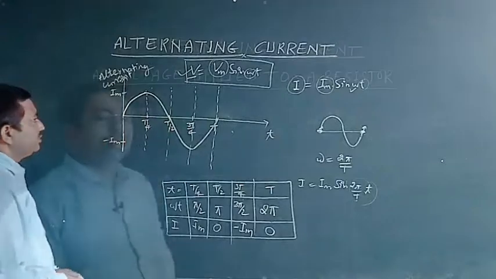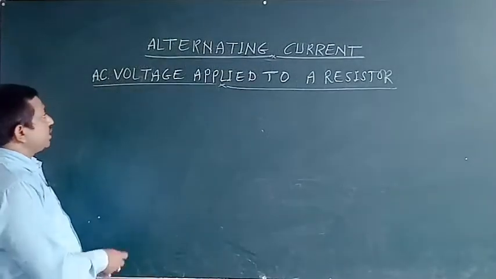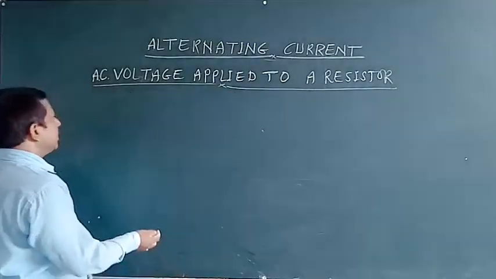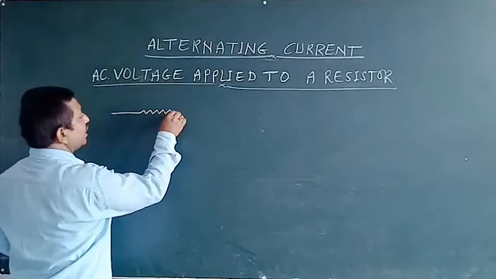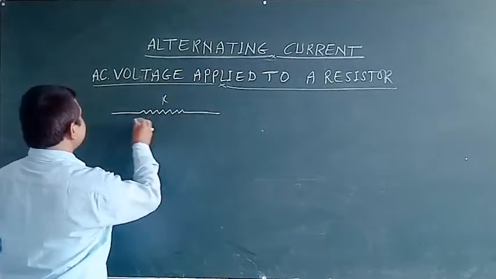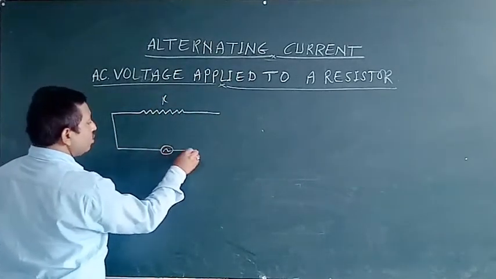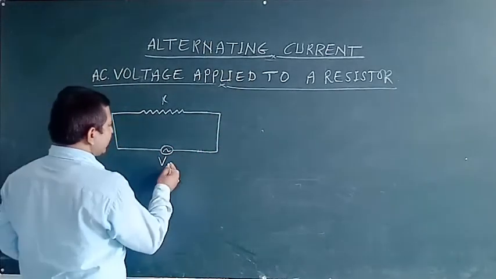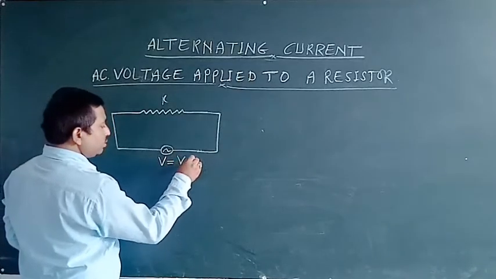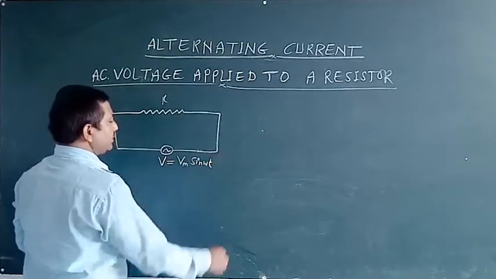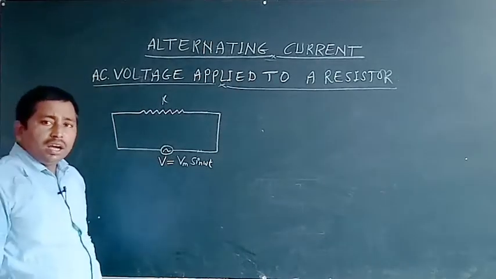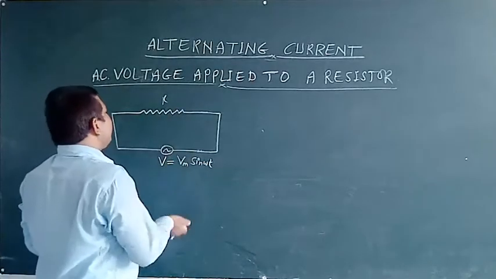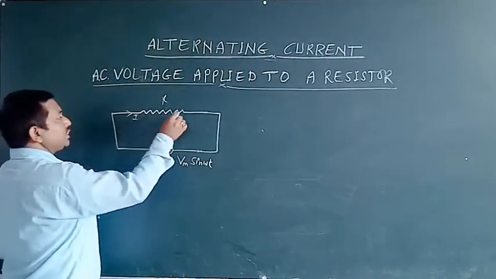Let us start the discussion about an AC voltage source applied to a resistor. For this, let us suppose that we have a resistor of resistance R ohm, and this is connected to an AC voltage supply whose instantaneous potential at any instant of time t is given as V equal to Vm sine omega t. As we supply a potential across the terminal of this resistor, there is a current flowing through the resistor.